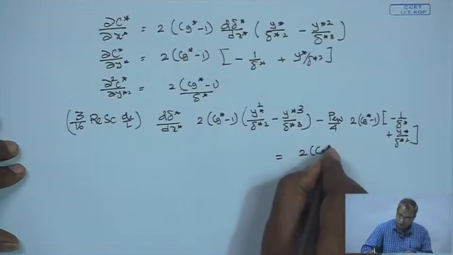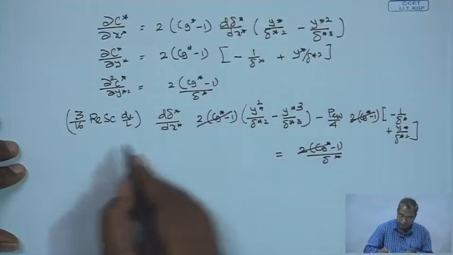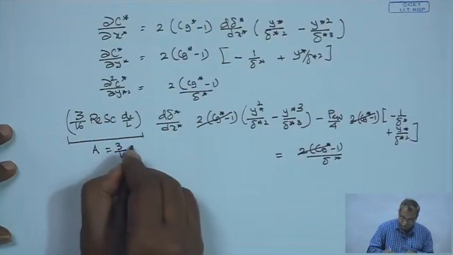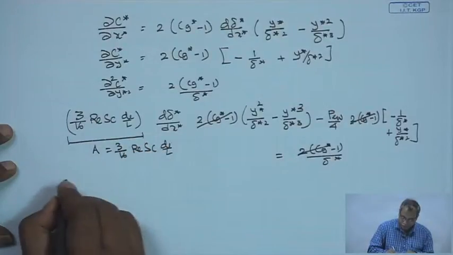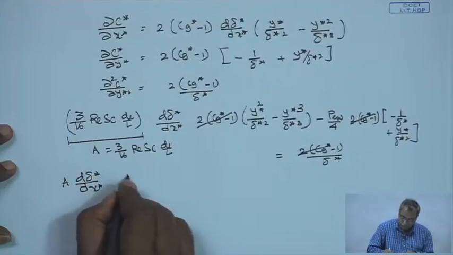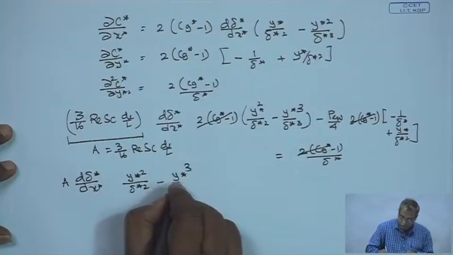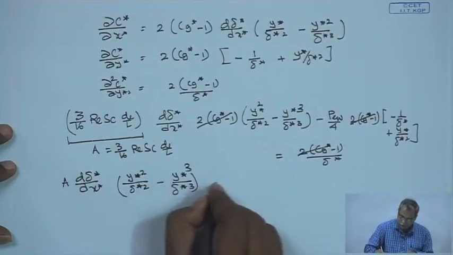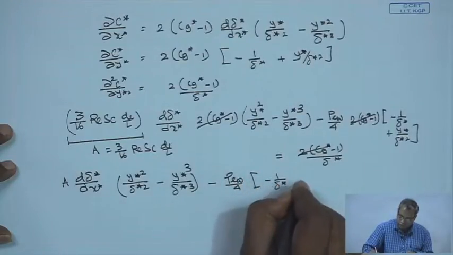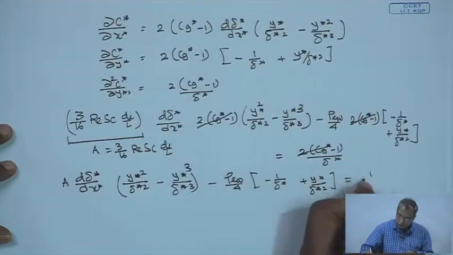So, it will be 2 C g star minus 1 over del star. So, 2 C g star minus 1 will be cancelling out from all the sides, and what you will be getting, let us say this is A. A is equal to 3 by 16 Reynolds Schmidt d by L. So, A d delta star dx star times y star square by del star square minus y star cube by del star cube, minus P w by 4 times minus 1 by del star plus y star by del star square, is equal to 1 over delta star.